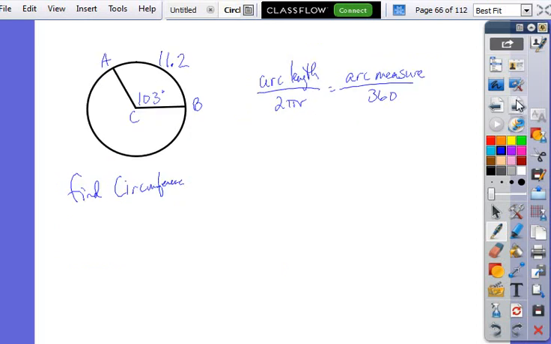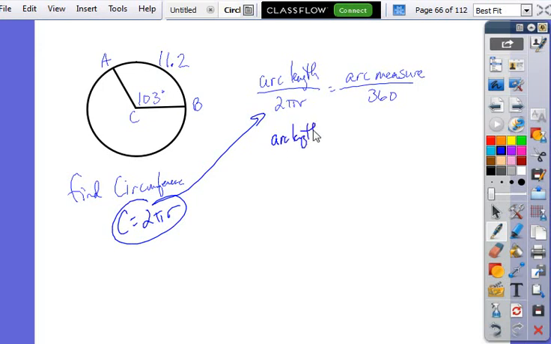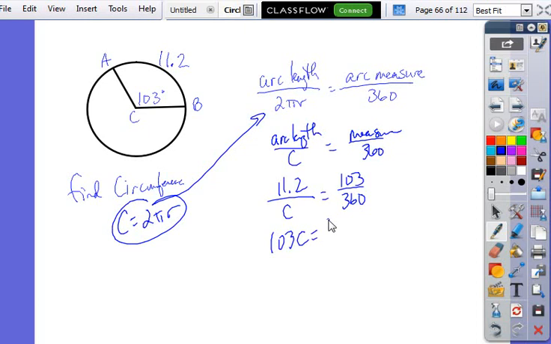All right, again, if it says find circumference, I know that circumference is that, so I'm going to replace that. So arc length is now over C, and the measure is over 360. Length is 11.2 over C. 103 over 360. Here's the thing. Where does the degree always go? Over 360. So that part should never be a problem. It's actually not that hard. And the outside arc always goes on the top. It's an easy process of setting it up. So 103C equals 4,032. And C equals 39.1.